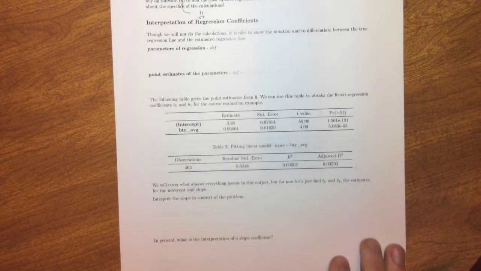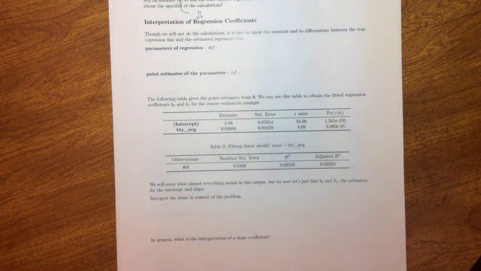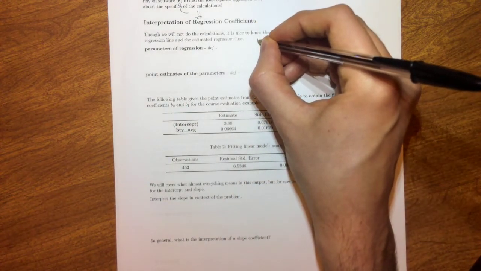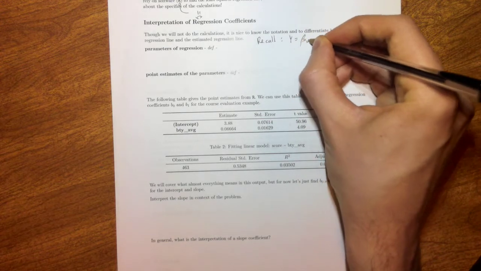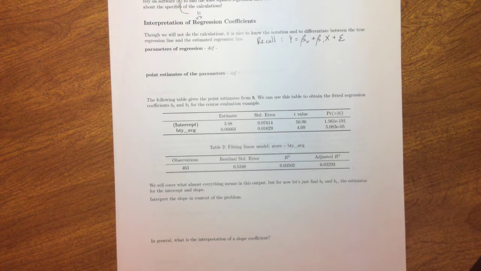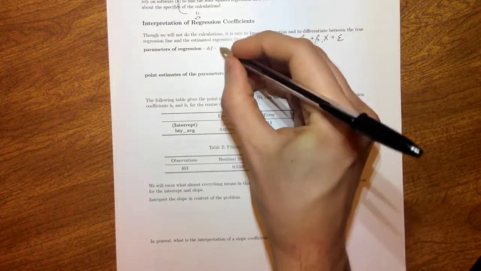And so our interpretation of these regression coefficients, now we're starting to get into the good stuff, in my book at least. We're going to start just by differentiating what our parameters are from what our point estimates are. That language should sound familiar from the other hypothesis tests and confidence intervals we've done. Recall from the very beginning that our regression model looked like this. Our parameters in this model are just the intercept and the slope.